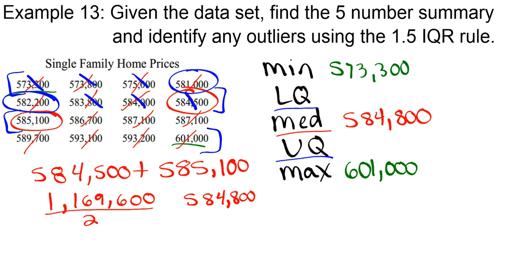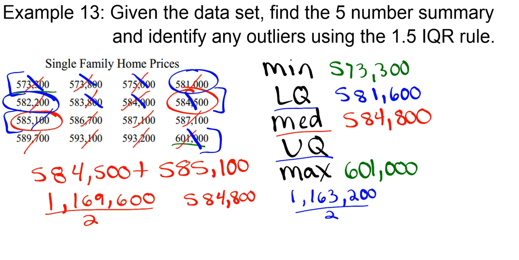And that gives us 1,163,200. We're going to divide that by 2 because that's how many numbers there were. And that gives me my lower quartile of 581,600. Now we're going to do the same thing, but for our upper quartile.